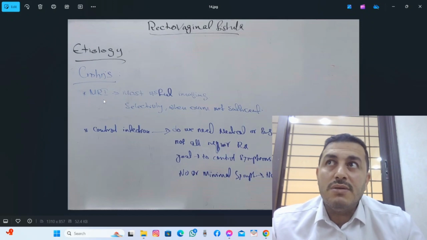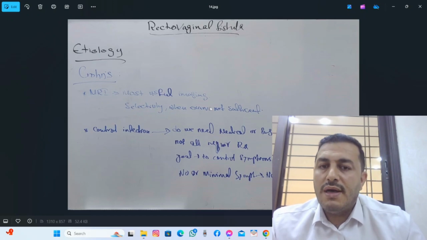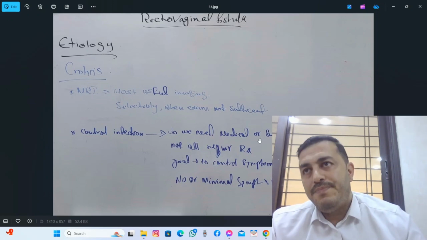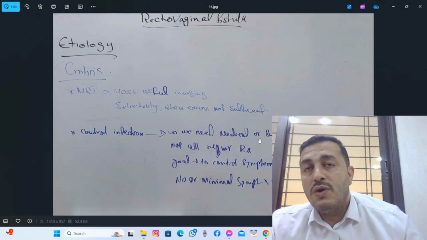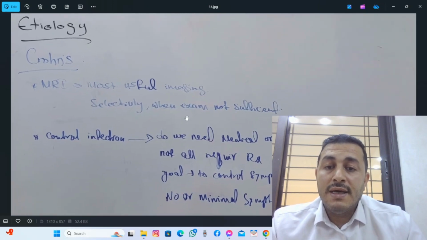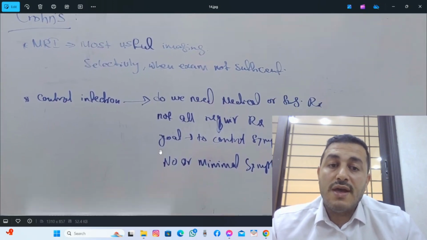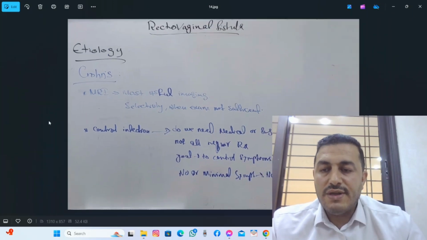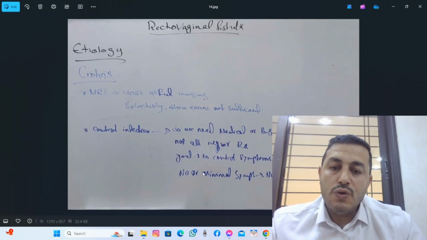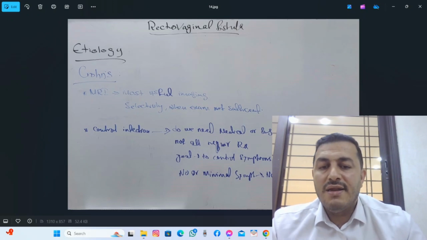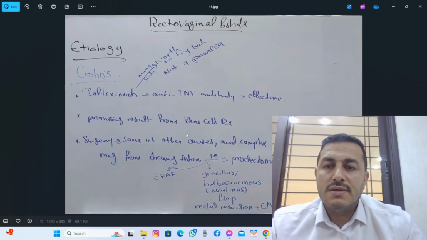MRI, it's the best imaging modality that is not mandatory, but the most useful imaging modality. We use it selectively when the history, exam with anoscopy, digital exam, rectal exam is not sufficient. We said controlling the sepsis, controlling the infection. This can be done with a severity of options. Even those with no or minimal symptoms do not require any medical or even surgical procedure.